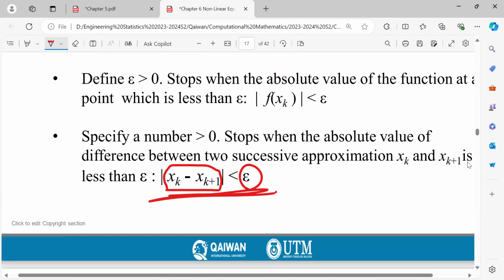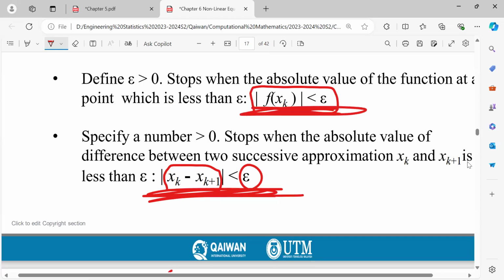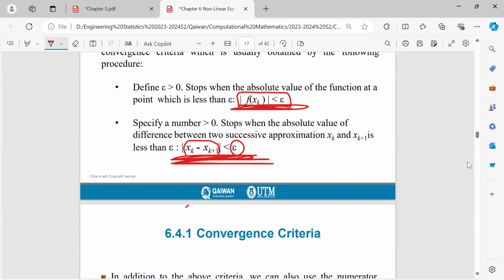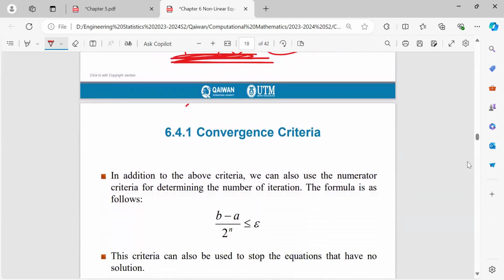So that's it. This is a case. And also, you could use f of the last value that you find, the midpoint of both endpoints, if it's less than epsilon. Either this or that one could be used for stopping the iterations. If it satisfies this or that one, we stop the iterations.